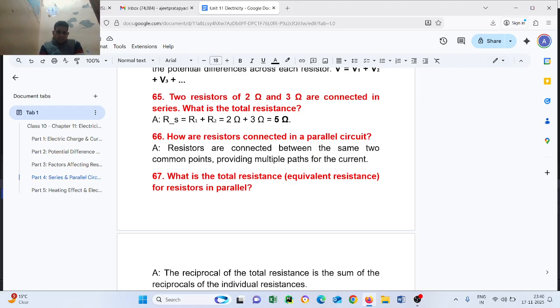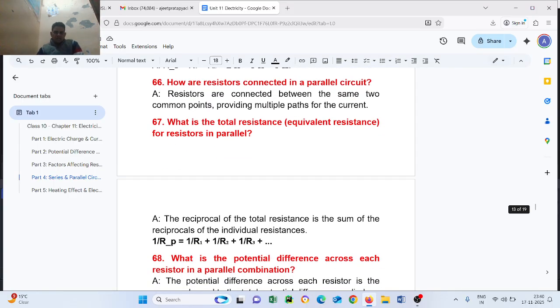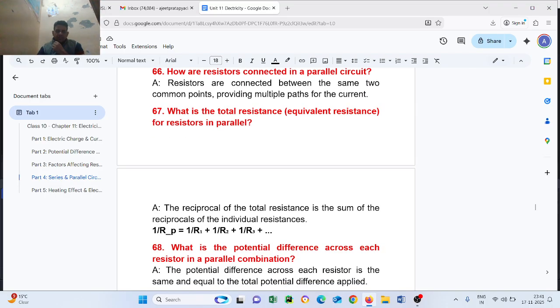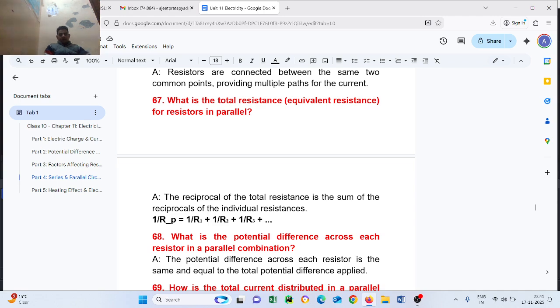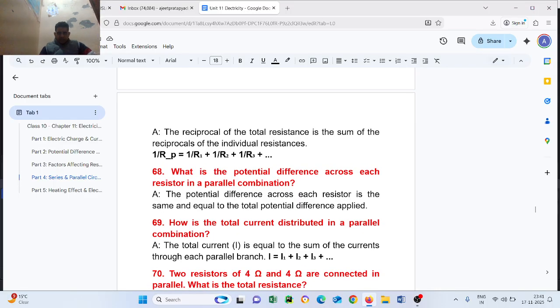Question number 67. What is the total resistance, equivalent resistance, for resistors in parallel? The reciprocal of the total resistance is the sum of the reciprocals of individual resistances. 1 upon R equal to 1 upon R1 plus 1 upon R2 plus 1 upon R3 and so on. Question number 68. What is the potential difference across each resistor in a parallel combination? The potential difference across each resistor is the same and equal to the total potential difference applied.